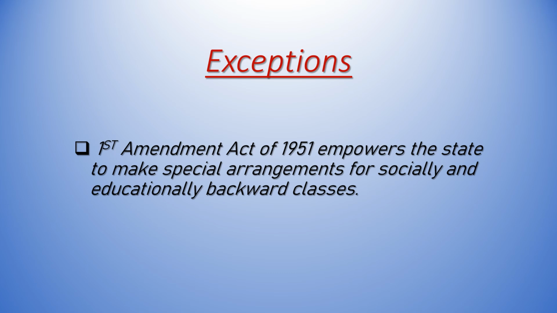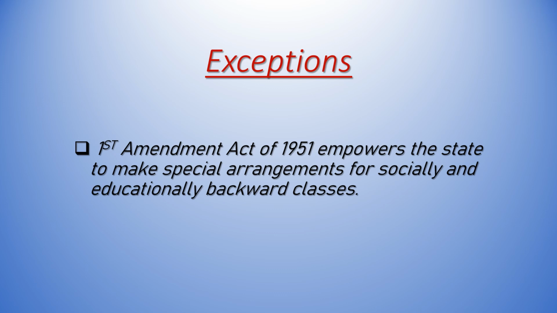This related to some reservation of seats in a medical college of Madras, which was struck down by the Supreme Court at that time. Now, the state then came up with the First Amendment Act of 1951, which empowered the state to make special arrangements for the educationally and the socially backward classes. Now, clause 4 was also added to Article 15, which says that nothing in this article shall prevent the state from making any special provision for the advancement of socially and educationally backward classes.